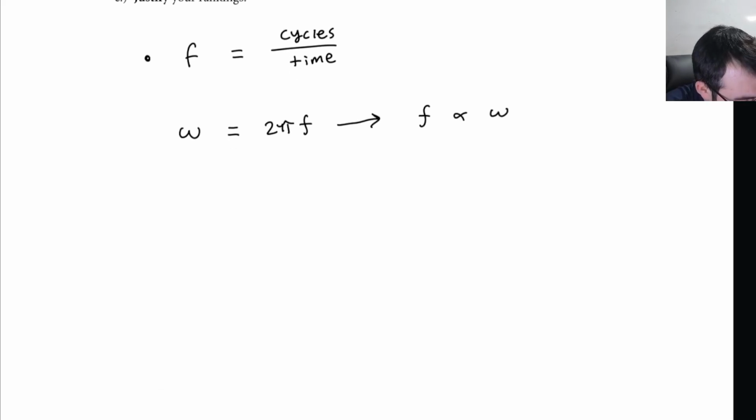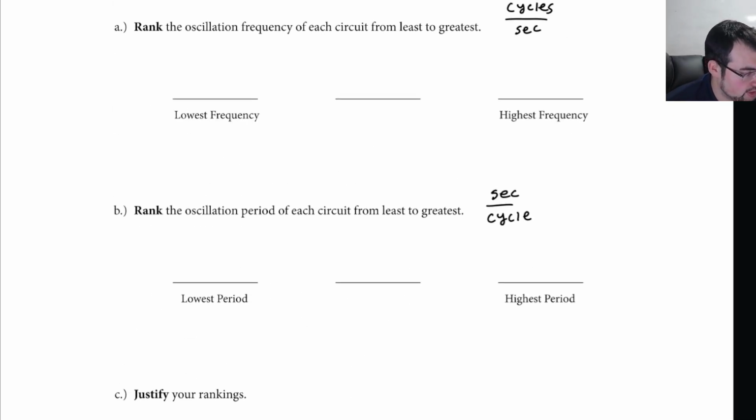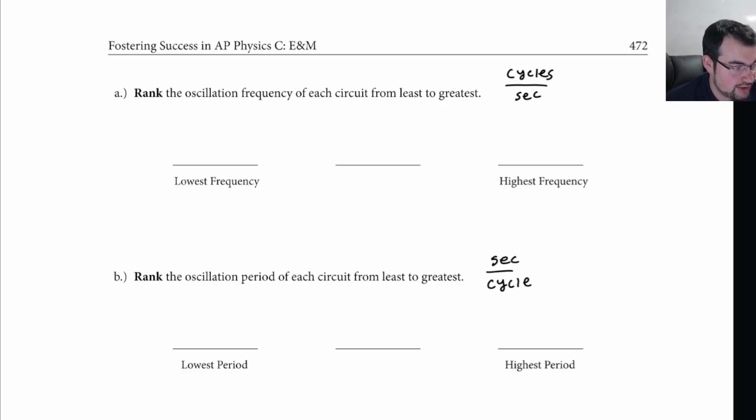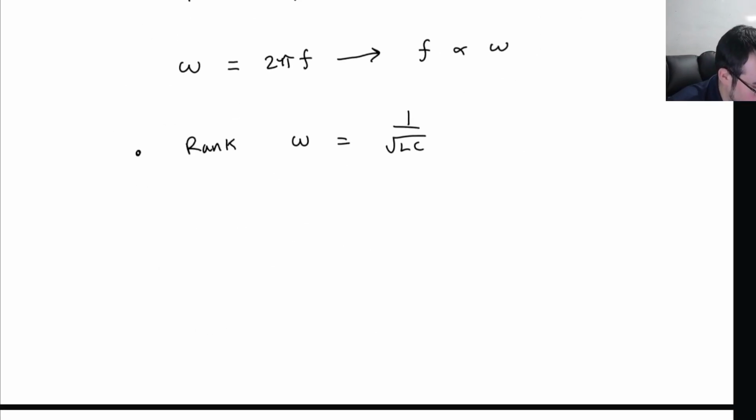So first we want to rank omega, which is 1 over square root of LC. And then we see the other ranking is really easy, because if we ranked the number of cycles you do per second, and then we want to rank the number of seconds it takes per cycle, well, those two are inversely related. We also have the relationship that says period is 1 over frequency. So this would be the reverse ranking.